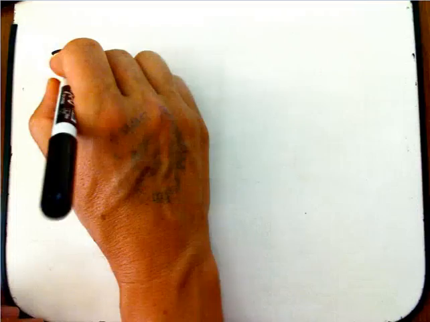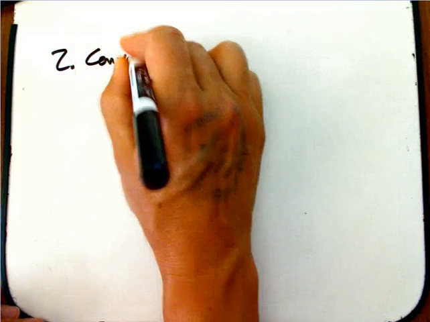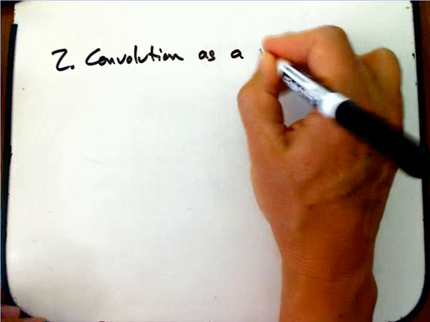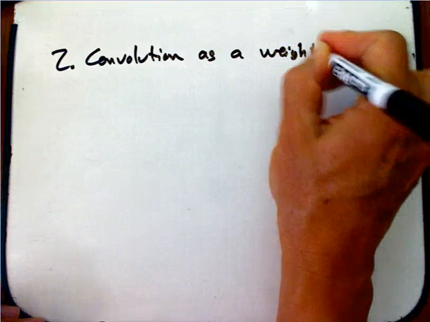Okay, so now I think you can get a lot of intuition for the convolution as I say in the PDF, as a weighted moving average.